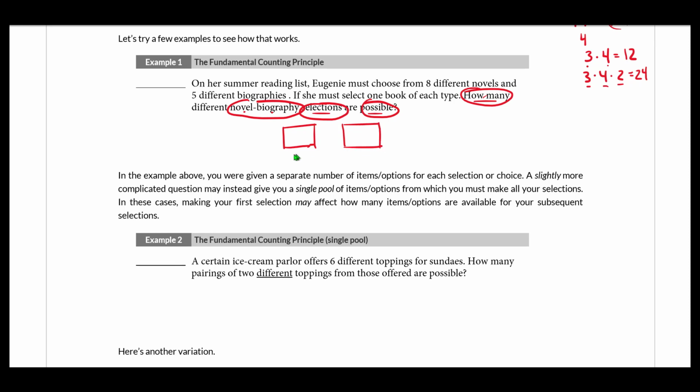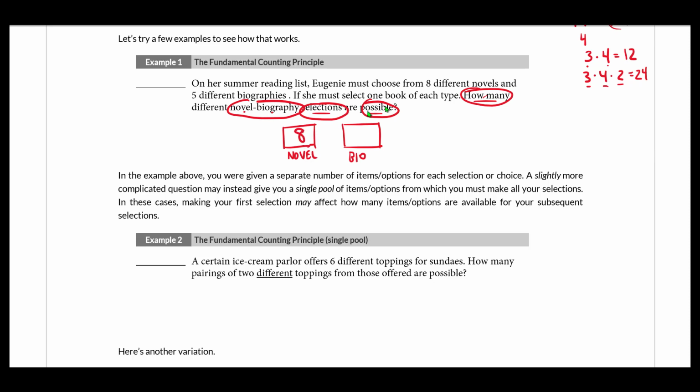Those two boxes represent my two choice fields, the two things that I have to select. I have to select one novel and I have to select one biography. So I'm going to draw those boxes and label the first box novel, the second box biography. Then in each box, I'm going to fill in the number of possible novels and the number of possible biographies I can choose from.